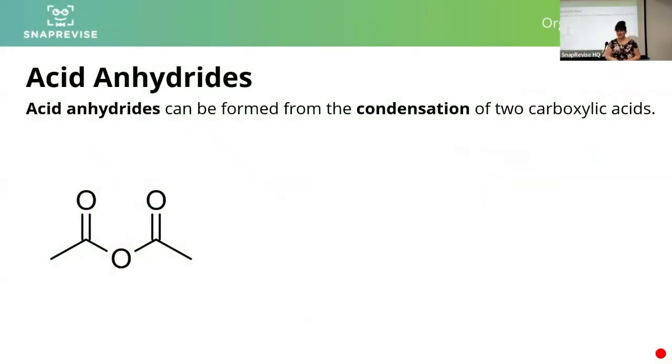So, acid anhydrides. I think acid anhydrides are awesome molecules. They're quite reactive. Think about why they're more reactive, for example, than carboxylic acid, which is already quite reactive. Acid anhydrides can be formed from the condensation of two carboxylic acids. If it's condensation, it's because we have removed water, our small molecule, which in this case is water.